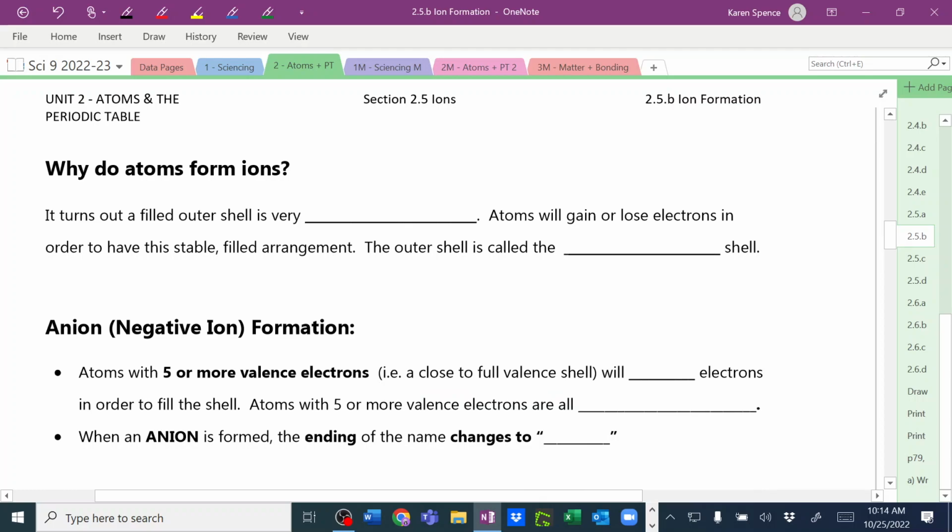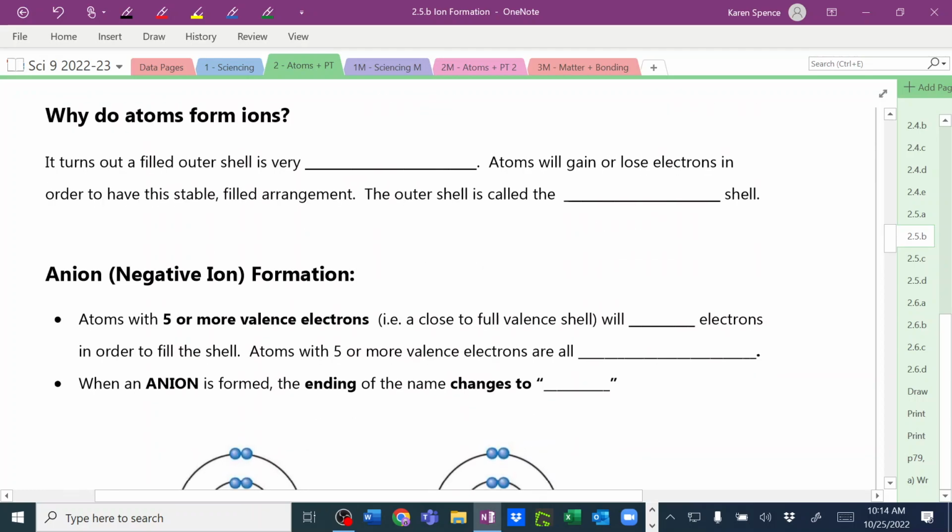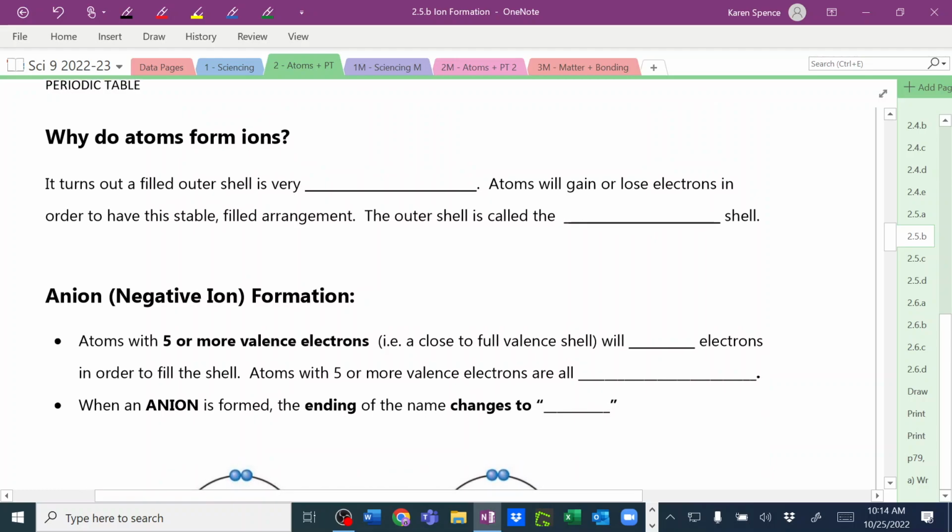Why do atoms form ions? Well, it turns out, do you guys remember the term shell for an atom? Okay, in the Bohr model, we have the various shells. It turns out that a filled outer shell is very stable.